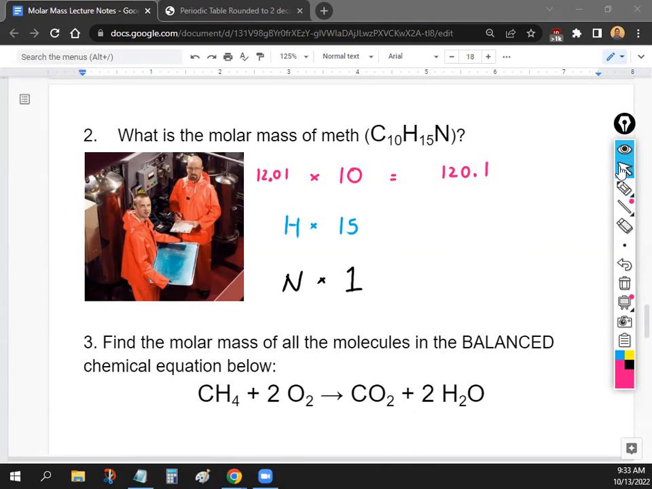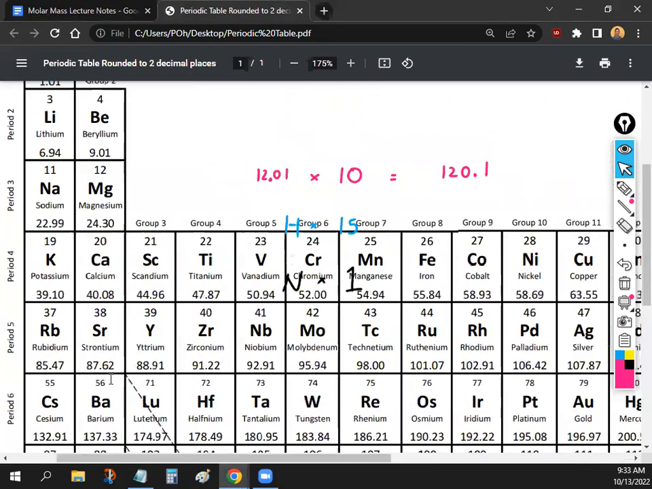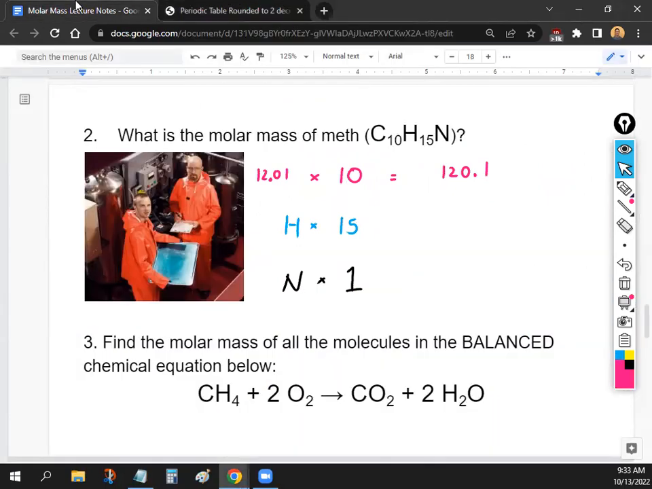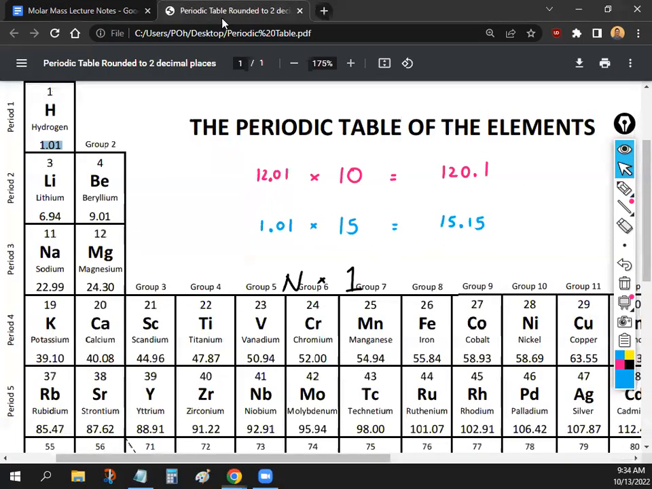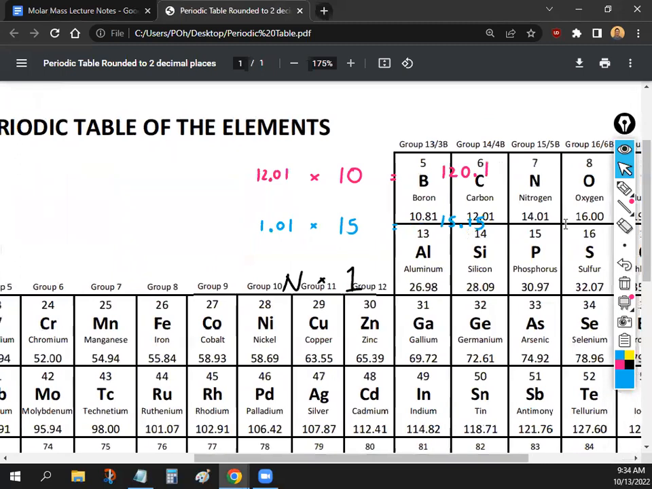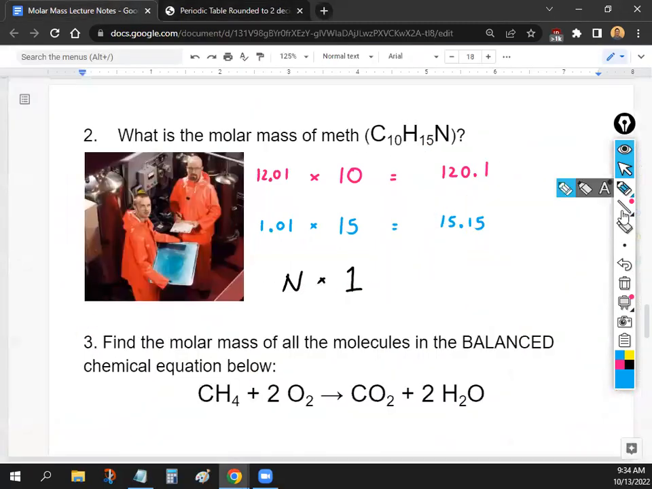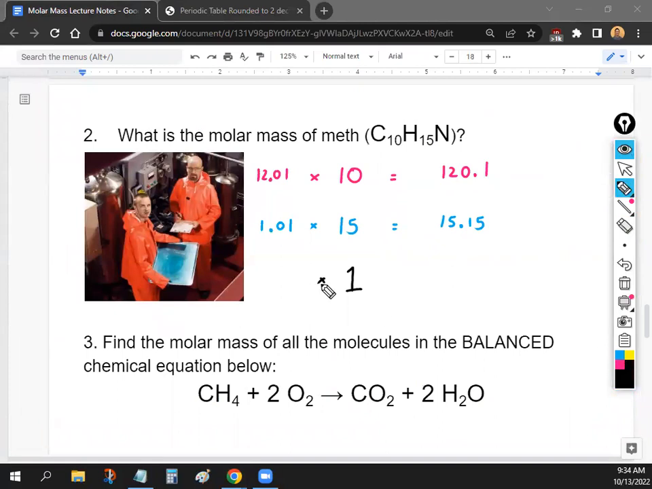Let's go to hydrogen now. We look up hydrogen on the periodic table. Hydrogen has a molar mass of 1.01. So we can just replace the hydrogen right here with 1.01. You multiply them together and you should get 15.15. All right, next we can look at nitrogen. Nitrogen on the periodic table is 14.01. So we can just replace the nitrogen with 14.01.